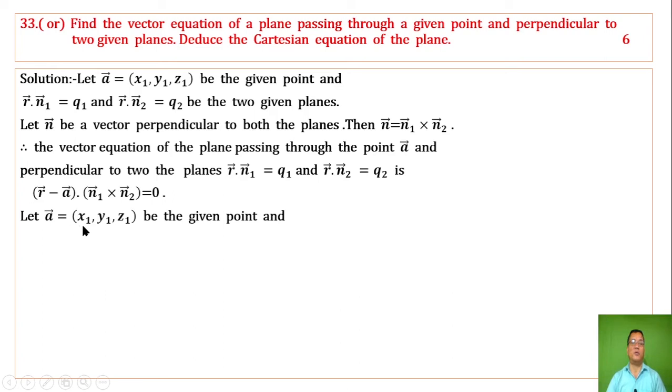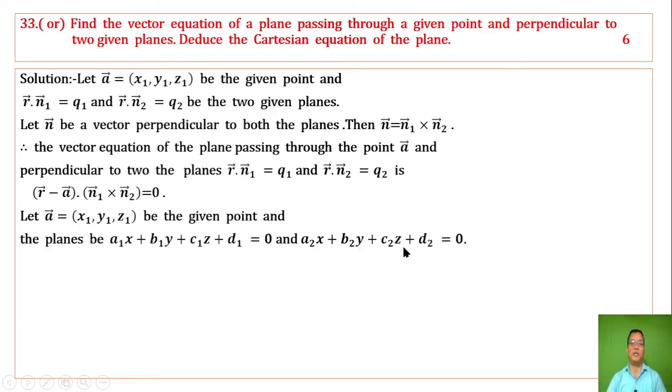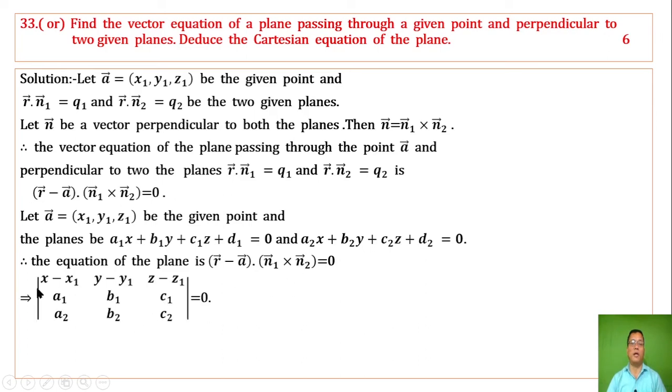Let a vector equal to x1 y1 z1 be the given point and the planes be as given. The equation of the plane is the scalar triple product of three vectors. Their value is given by this determinant.